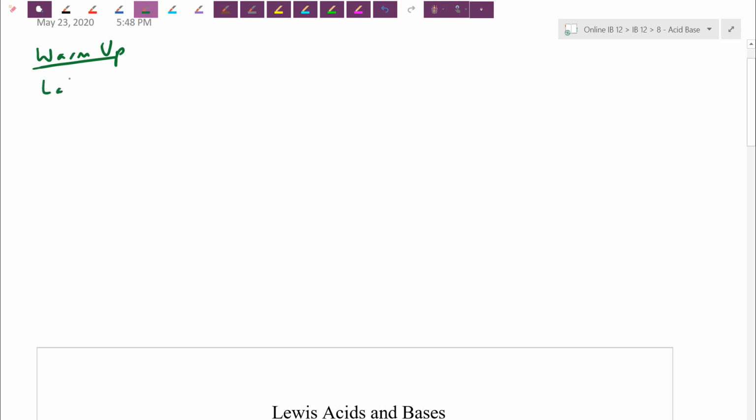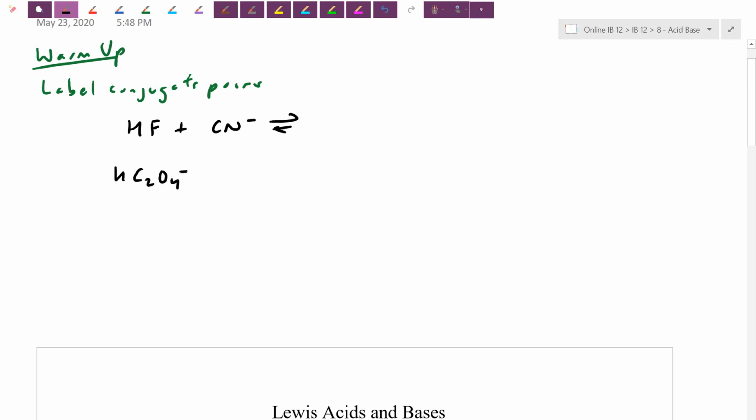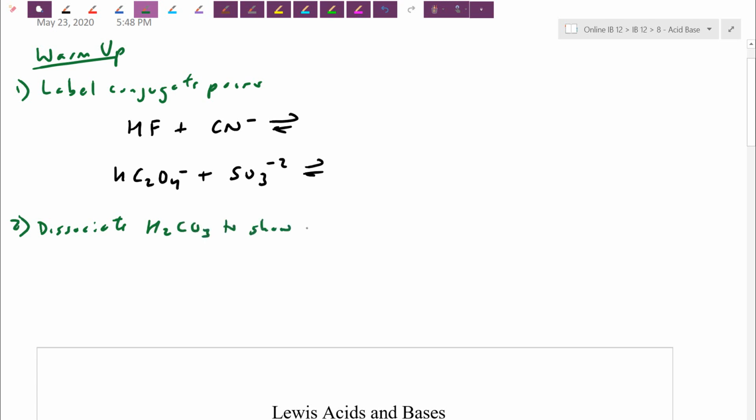So for this question here, all I want you to do is see if you can label conjugate pairs for me. Remember, conjugate pairs are chemicals that only differ because of one proton. I'm going to give you two reactions here. Let's go HF and CN minus. And then let's go HC2O4 minus and SO3 minus 2. Okay, so we'll do those two questions there. And then for part two, dissociate the chemical H2CO3 to show any easily removable protons. The question usually isn't worded like that, but that'll take the idea for us.